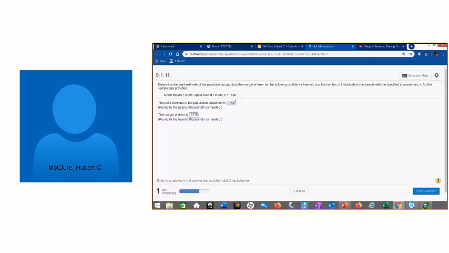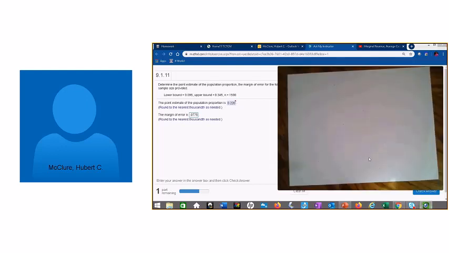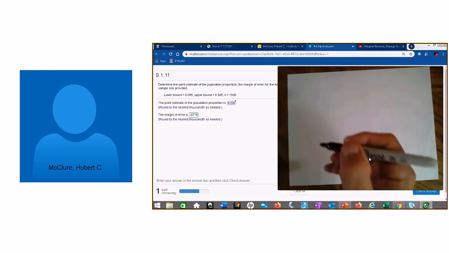Okay. Determine the point estimate of the population proportion, the margin of error, for the following confidence interval. What's the confidence level? Did they give us a confidence level? Oh, they've given us a confidence interval. I'm sorry, not level. All right, first thing you're going to do here is draw the confidence interval. Lower bound is 0.095.